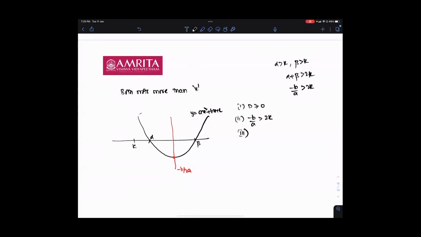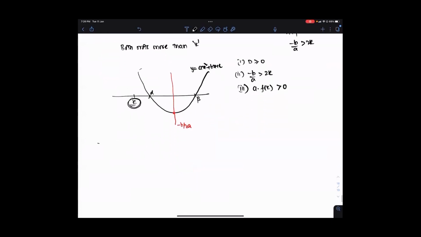And the third condition is, you can see clearly, if both roots are more than k, k doesn't lie between the roots. So what is the condition for k not to be lying between the roots? A into f of k more than 0. If k lies in between the roots, a into f of k less than 0. That's all. These three conditions you have to apply.